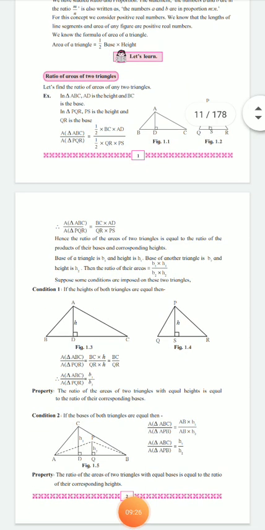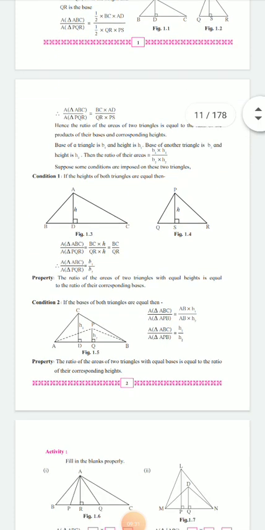Simply, we will once again revise it with the help of some numericals. Okay, now we will see one more condition to calculate the ratio of areas of triangles. Okay, see, the second condition is there: if the bases of both triangles are equal. See in the adjacent figure, both triangles are there.